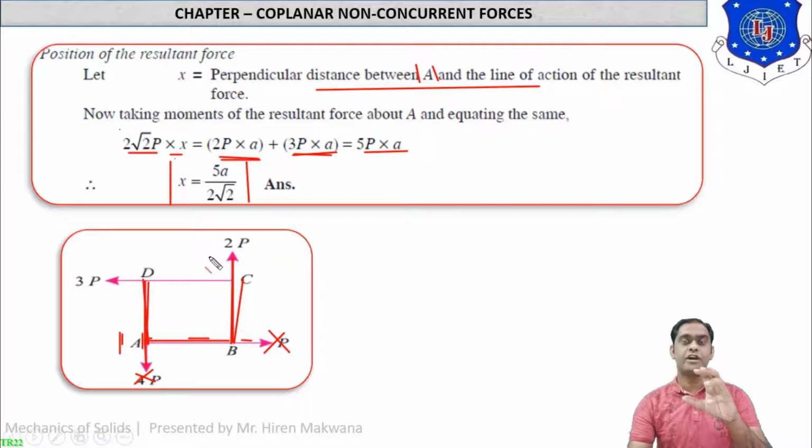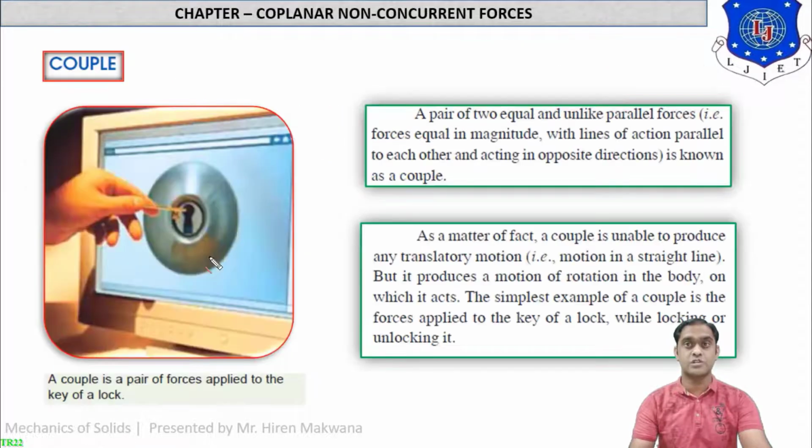The one and only smaller topic now left in the chapter is couple. Let us see couple, types of couple and characteristics of couple. Then after this, the lecture will be concluded, and this chapter is also concluded.